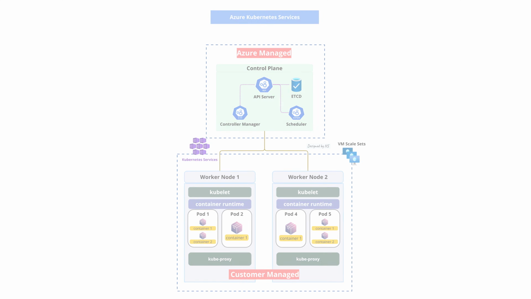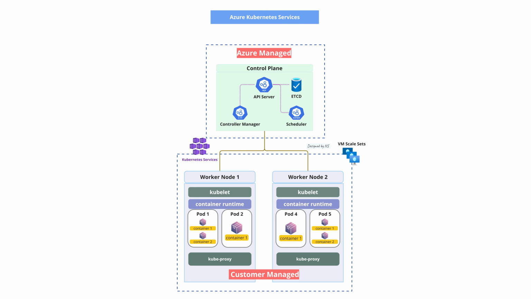Let's go under the hood. How does AKS actually work? AKS has two main parts. First one is the control plane. Managed by Microsoft, it's free and highly available across zones. The second one is the node pools, your virtual machines where workloads run.